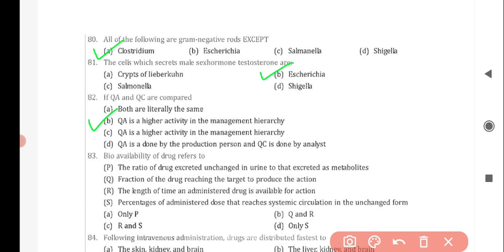Next question is, bioavailability of a drug refers to, so the correct answer is percentage of administered dose that reaches systemic circulation in the unchanged form. So option D is correct for this question.